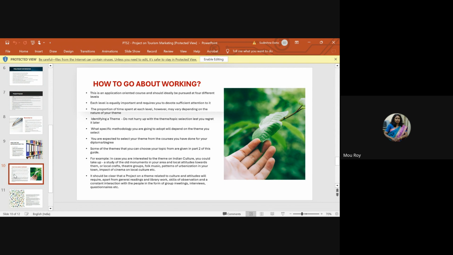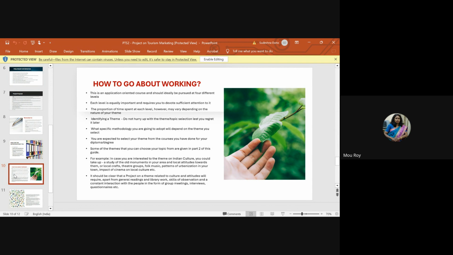Each level is equally important and requires you to devote sufficient attention to it. The proportion of time spent at each level may vary depending on the nature of your theme. What specific methodology you are going to adopt will depend on the theme you select. That I'll discuss in tomorrow's class. You are expected to select your theme from the courses you have done for your diploma degree. As I told you, tourism marketing is a very nice topic, and marketing of any product, any destination.